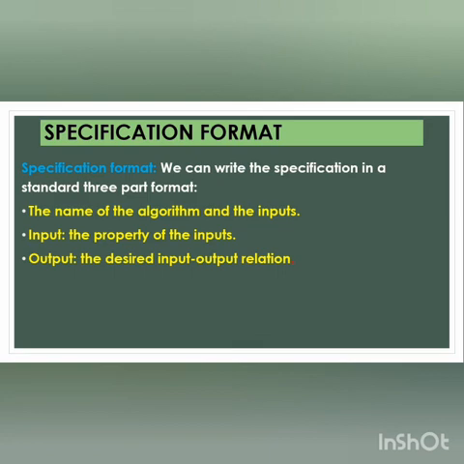It is written as a command which starts with double dash inputs. And the third part is the desired input-output relation. It is written as a command which starts with double dash outputs. The input and output can be written using English and mathematical notation. So this is how we have to write the specification of an algorithm.